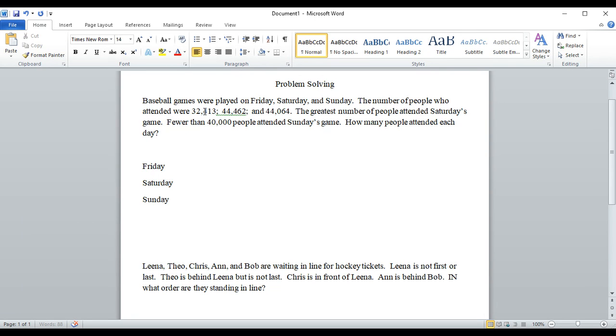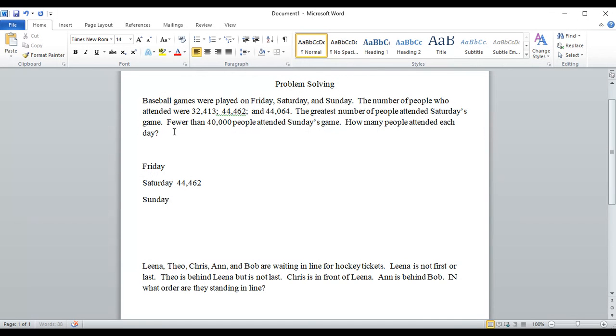So the greatest number of people attended Saturday's game. So which one of these numbers is the greatest? So these two both start with 44,000. This is 44,462. This is 44,064. So this is the greatest. So that number must be the Saturday game because the problem tells us the greatest number attended Saturday.